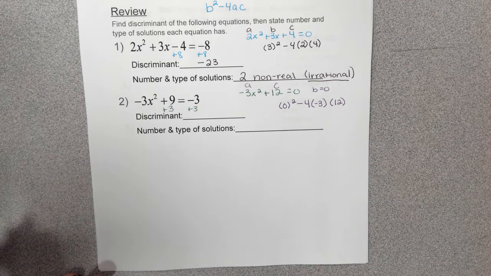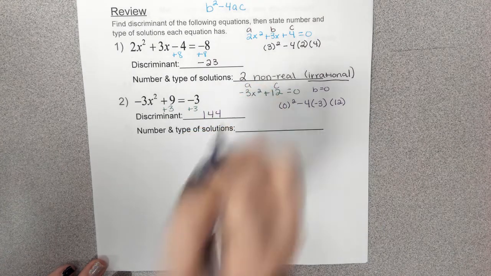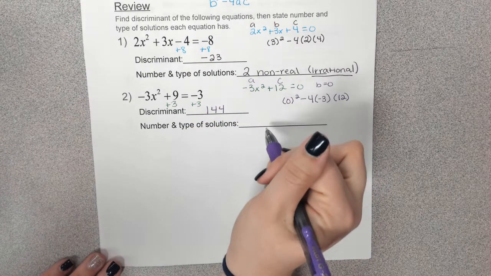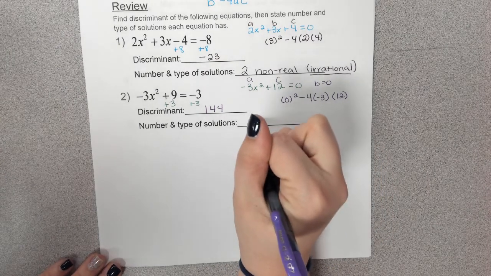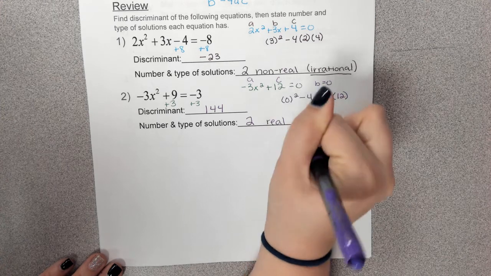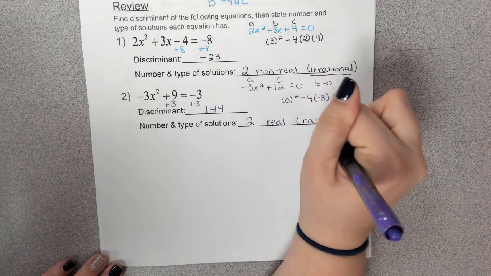Plug that in your calculator, so open parentheses 0, close, squared, minus 4 times negative 3 times 12, enter, and you're going to get 144 as your discriminant, which means your type of solutions and number, so you've got 2 real, or again, so if the previous one is irrational, this one is going to be rational.